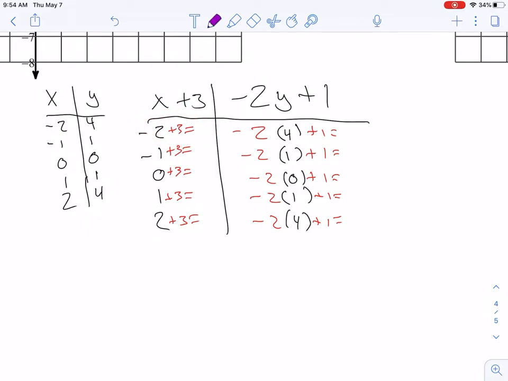So -2 plus 3, negative 1 plus 3, 0 plus 3, 1 plus 3, 2 plus 3. That side's not so bad. On our other side, we follow order of operations, so we're going to multiply first and then add 1 to that value. So I'm going to multiply negative 2 times 4 to get negative 8, plus 1 will give us negative 7.